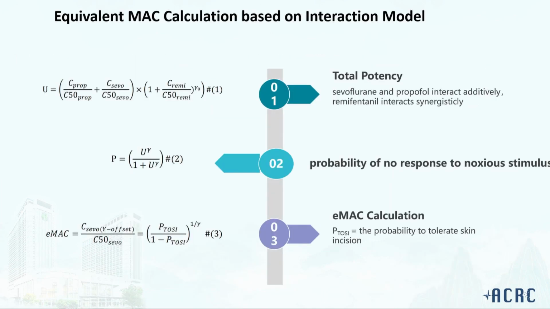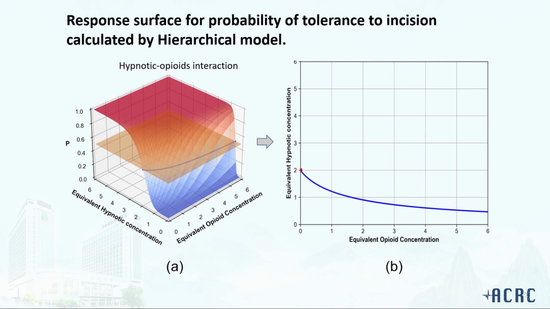So here is the algorithm for calculating the equivalent MAC for propofol or other opioids. First we calculate the total potency and then the probability of no response to noxious stimulus, and then convert to the EMAC calculation. This uses the hierarchical model and converts to an isobologram.